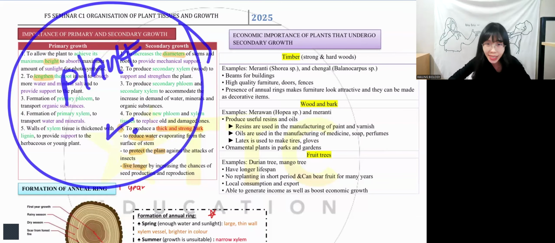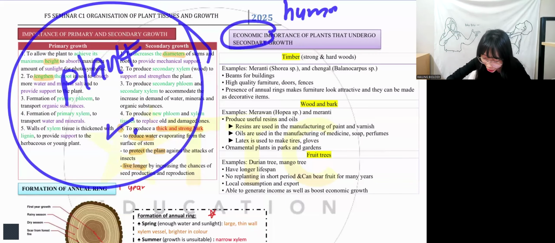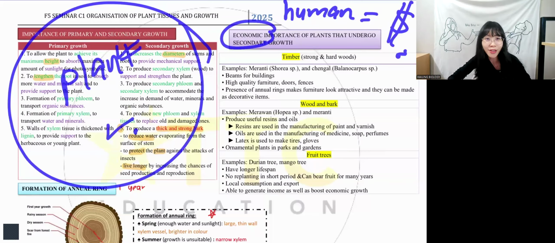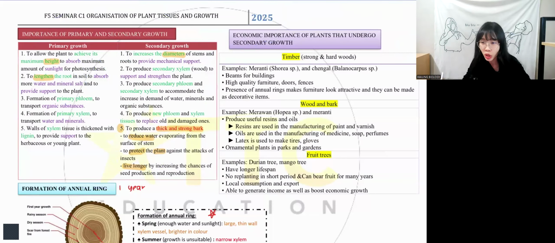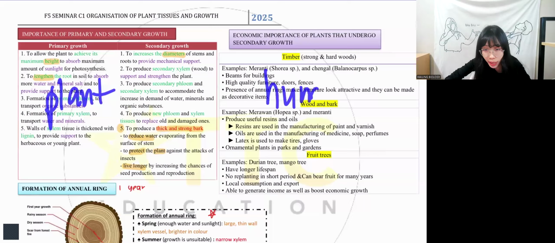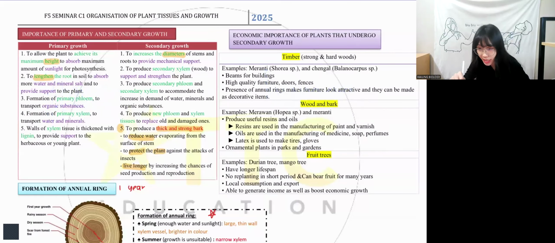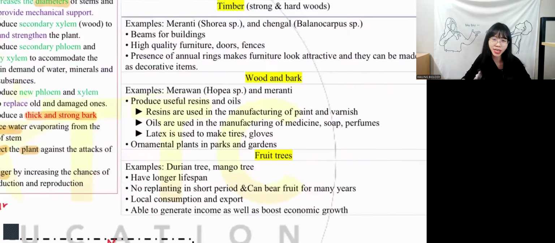If the question asks about the importance of secondary growth towards the economy, economy is who? Human. Human means what? Money. If they ask you why plants need to carry out secondary growth towards humans, then you're going to write this. So you have to read the question. Towards the plant or towards humans? It's two different things.